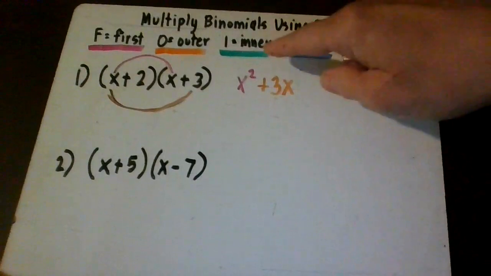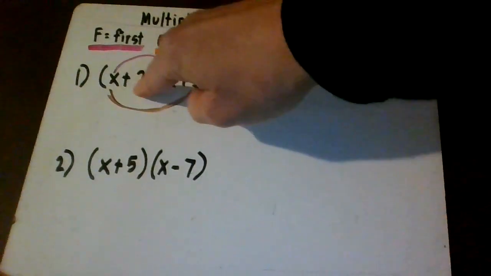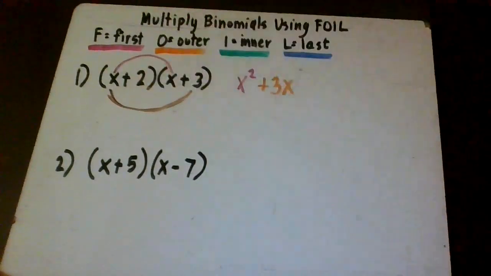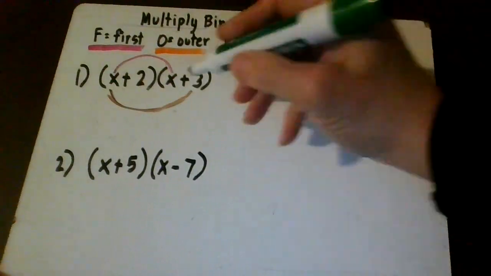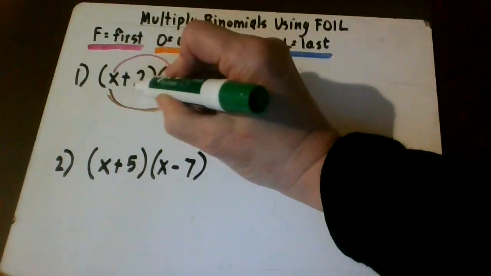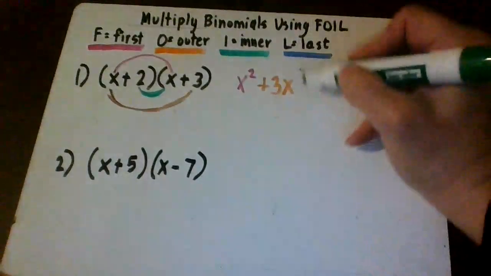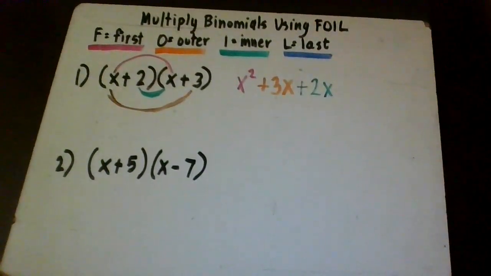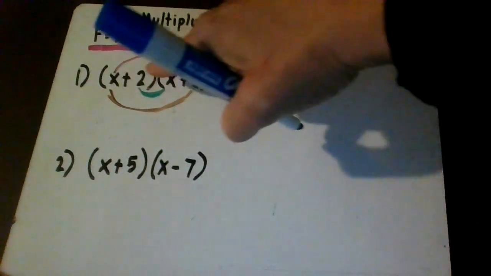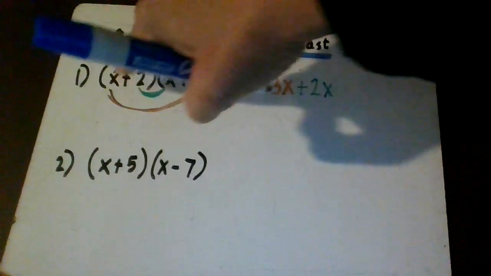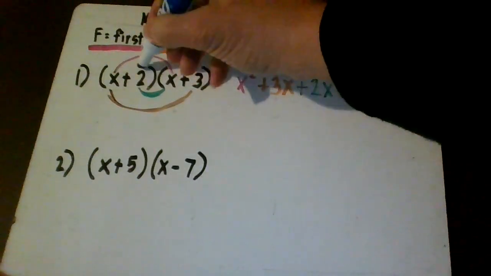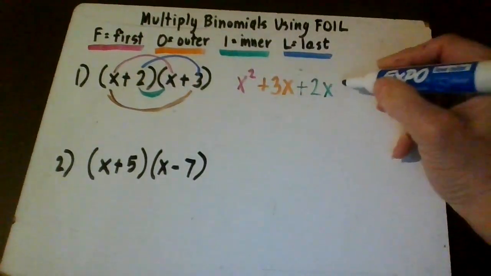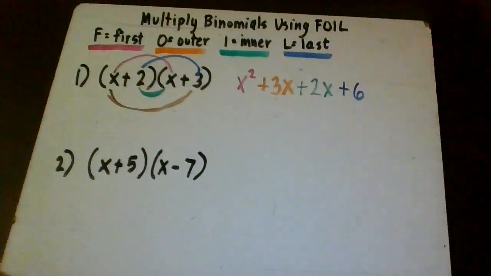Now we're going to multiply the inner terms, or the terms inside. Those right here. So those terms are 2 times x. And 2 times x is 2x. And then the L stands for last. And those are the last terms in each of the polynomials. So it's 2 times 3. And 2 times 3 is 6.